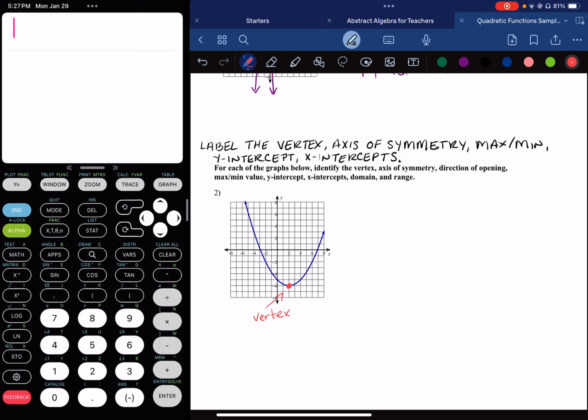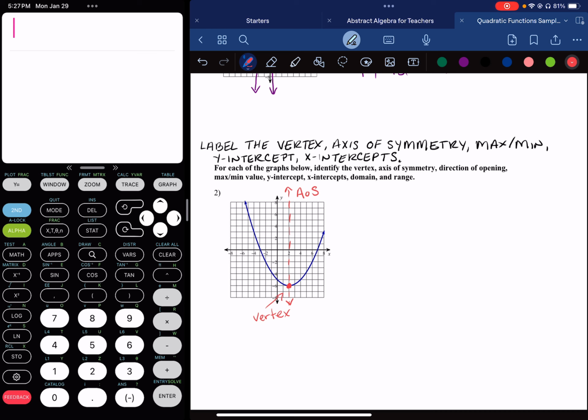Apart from that, I also want you to draw in, using a dashed line, where the axis of symmetry is. And remember, the axis of symmetry is the vertical line that goes through that vertex. Okay, and I'm going to label this AOS for short, axis of symmetry.